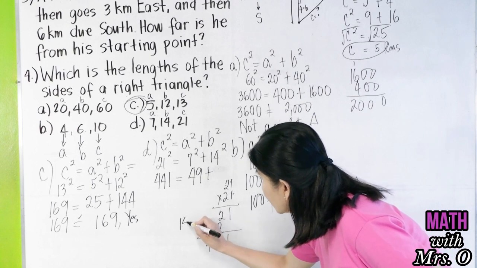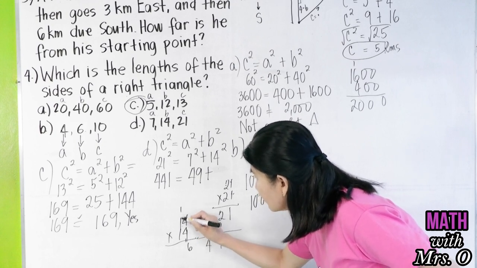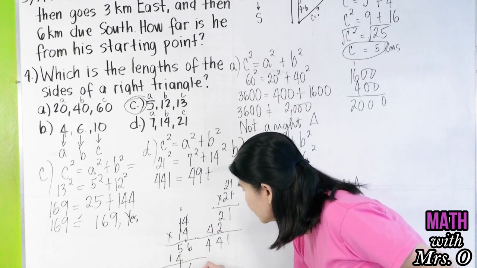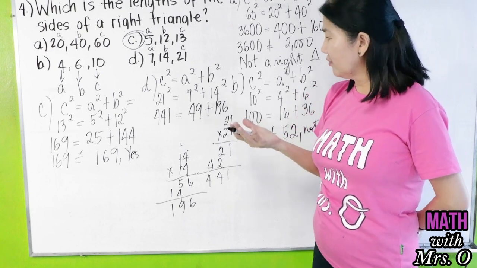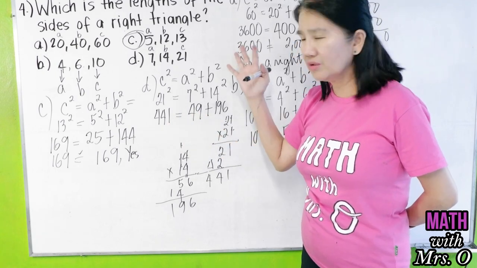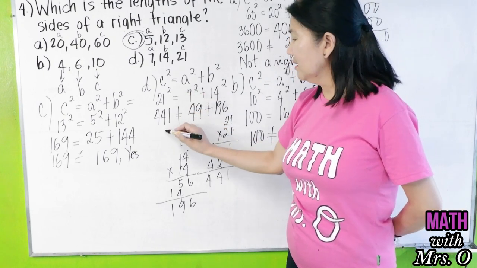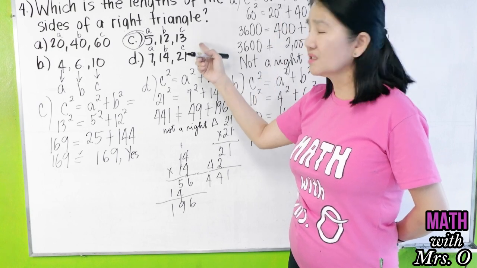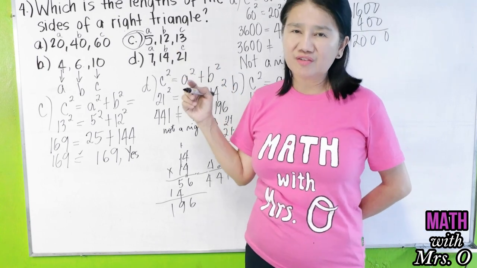Is that equal to 49 plus 14 squared? 14 times 14. 4 times 4, 16, carry 1. 4 times 1, 4 plus 1 is 5. 4 times 1 is 4. 1 times 1 is 1. Add 6, 9, 1. 196. Are they equal? Obviously not, because if you add 9 plus 6, 15. 5, carry 1. This ends in 1. So we don't continue anymore. They are not equal. These are not the sides of a right triangle. So our answer is letter C only. Only the sides 5, 12, and 13 are the sides of a right triangle.